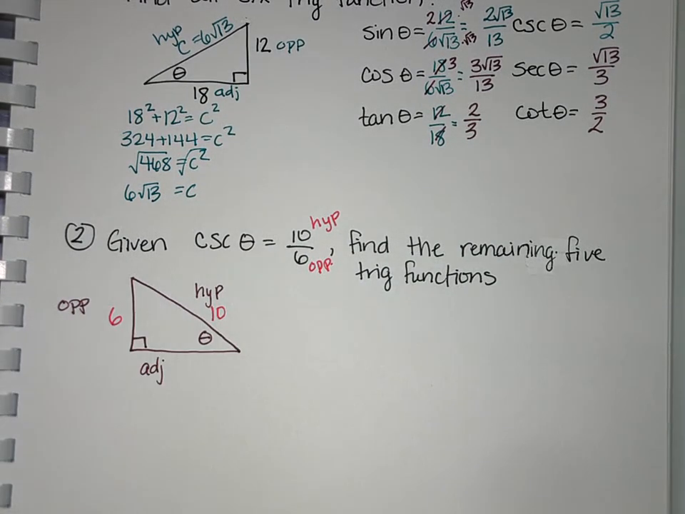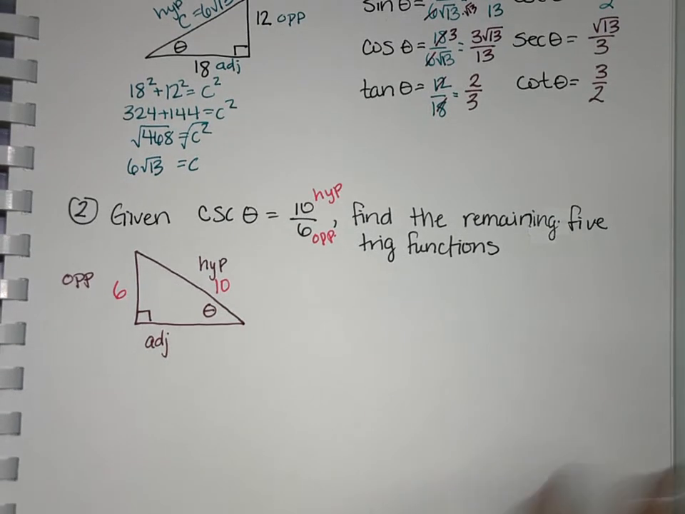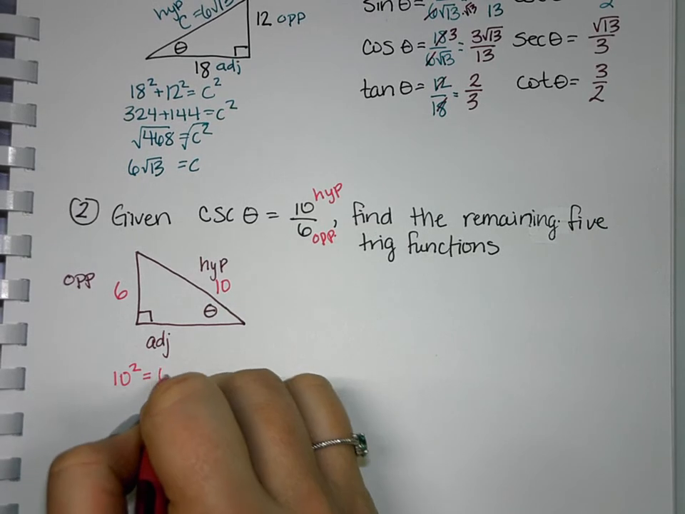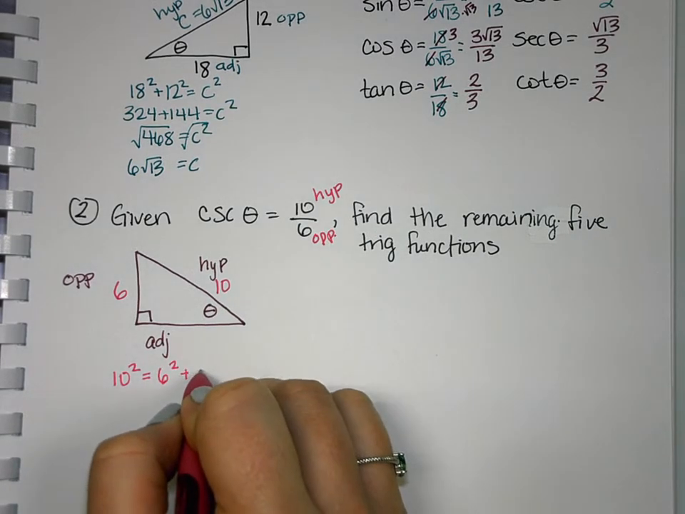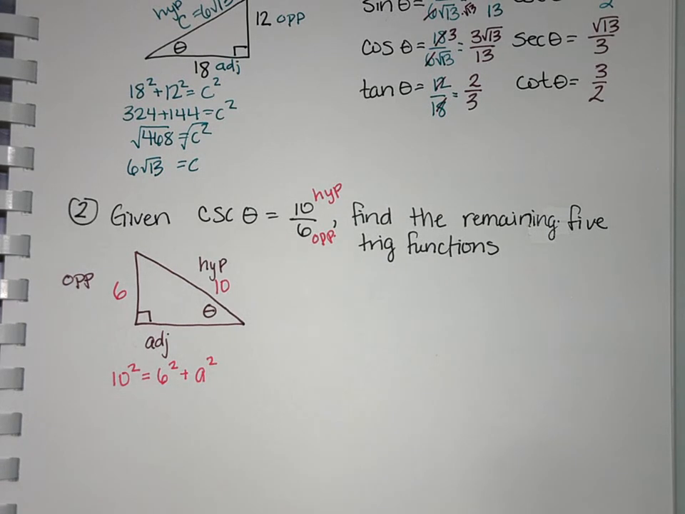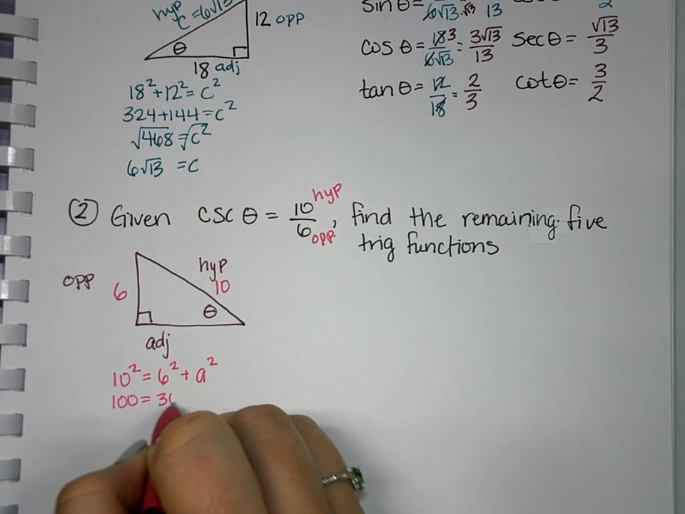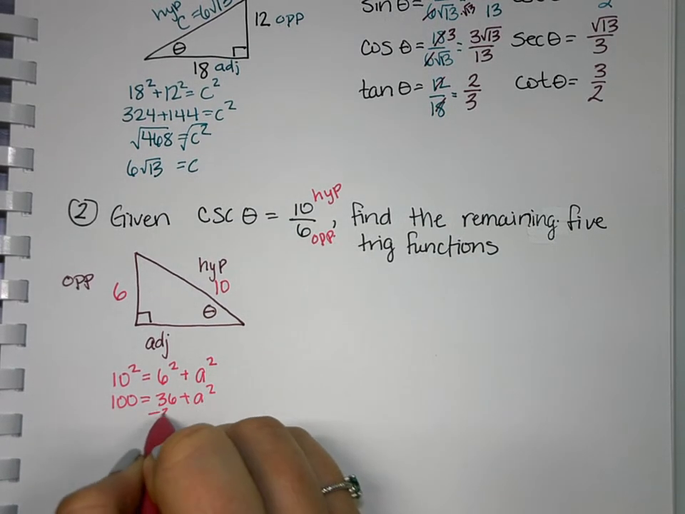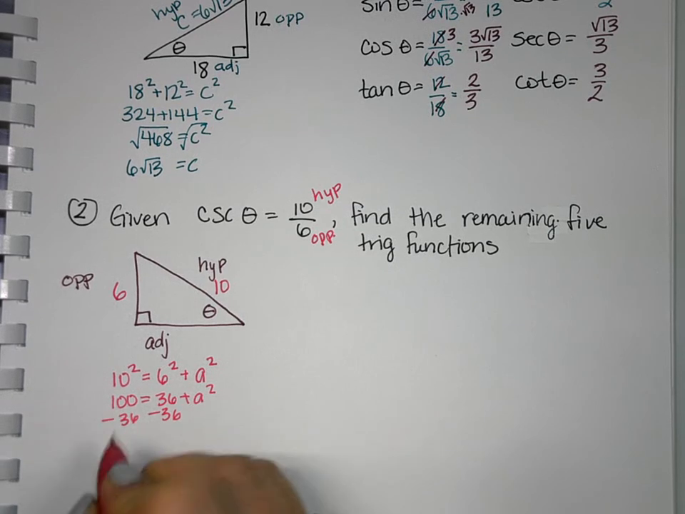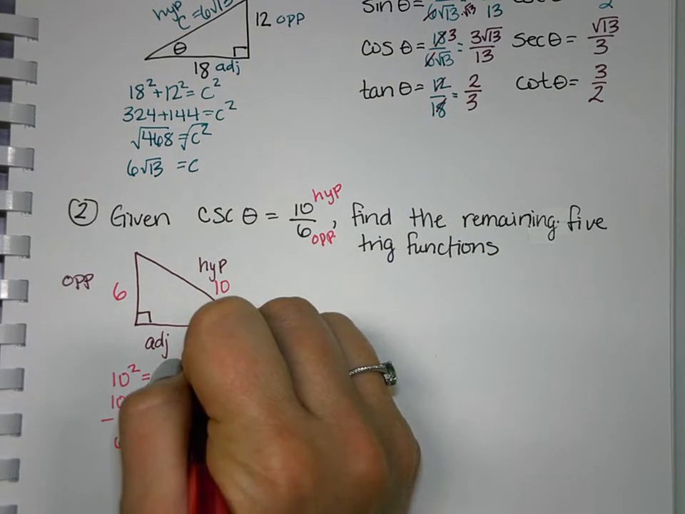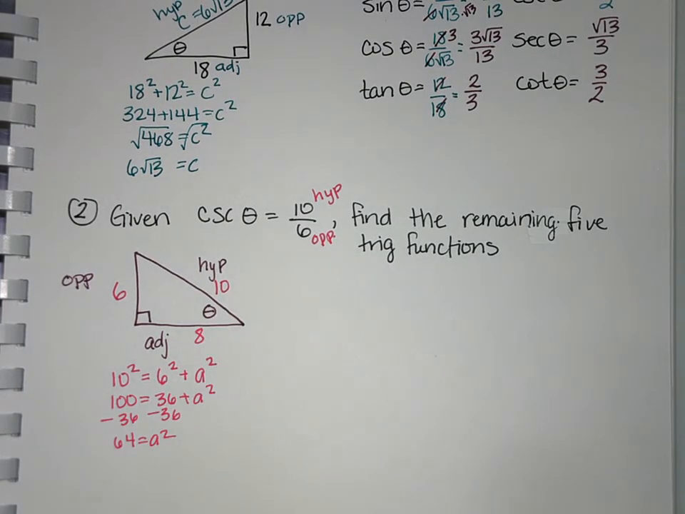So now I do have a right triangle where I know 2 sides and I'm missing the third. So I can use Pythagorean theorem to help me find that third side. So 10 squared is my hypotenuse, so 10 squared equals 6 squared plus my adjacent squared, so I'll call that A. So 100 equals 36 plus A squared. Subtract 36 from both sides, and we end up with 64 equals A squared, which means my third side would be 8 after I square root both sides.